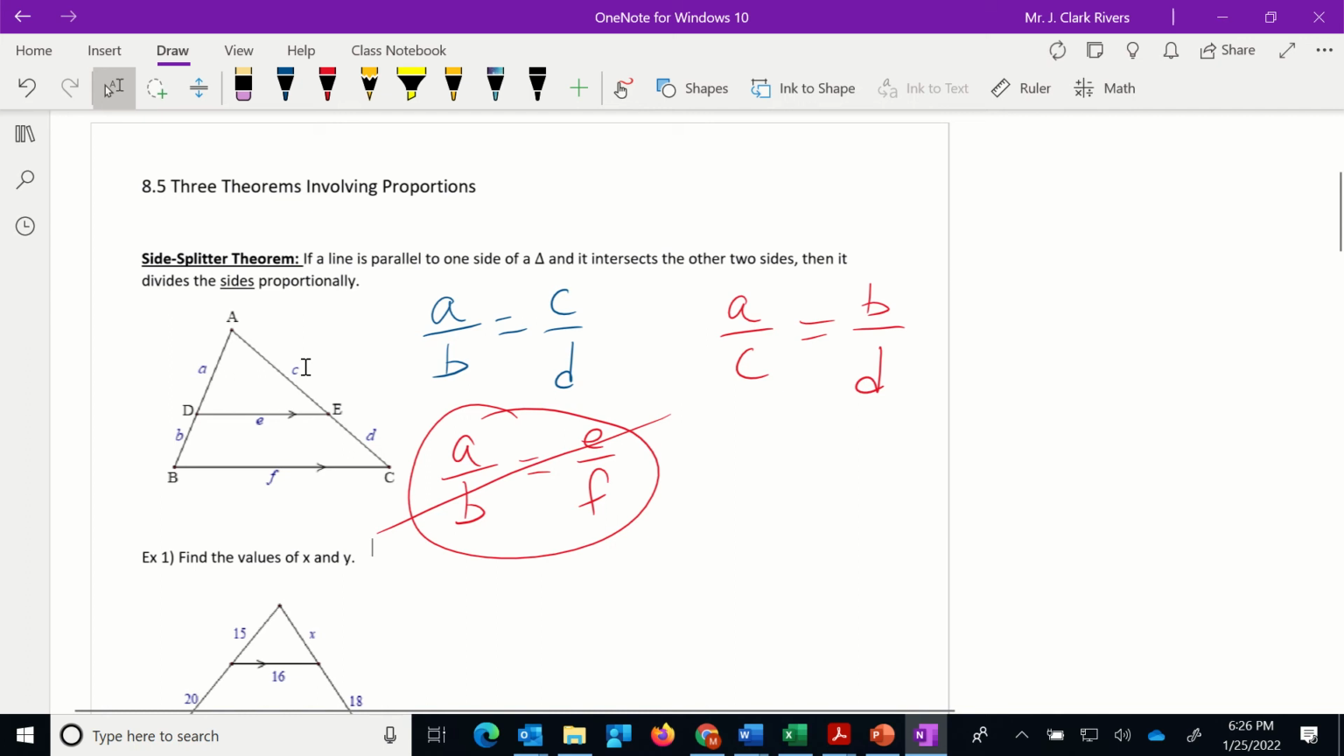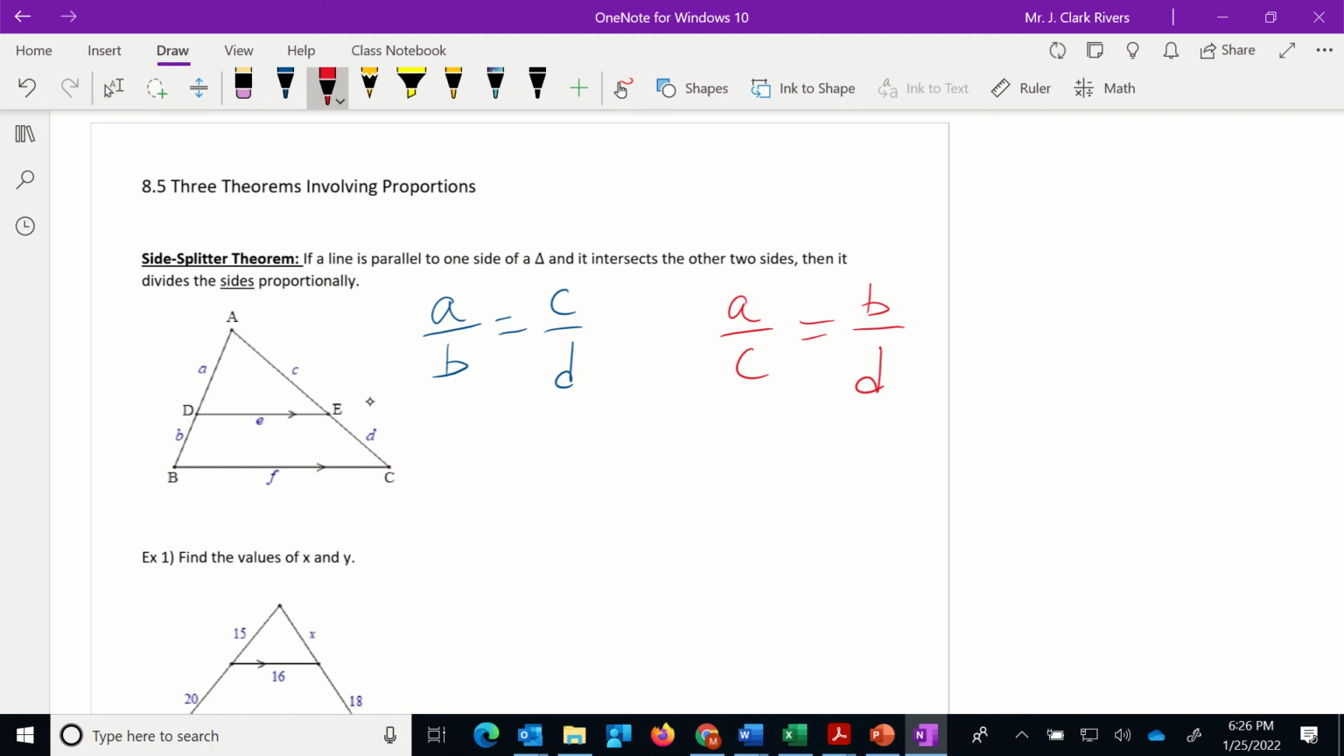Compare that to C over D, right? C is the entire side of AE, but D is not the entire side of AC. So if you wanted to set up a proportion with E and F, here's how it would look. Well, let's start with this. E over F, right? That's the smaller triangle side over the larger triangle side, is equal to, well, smaller triangle side is A, over the larger triangle side would be this whole side here. So what would the length of AB be? Well, it'd be A plus B, A plus B. So this would be a proportion you would have to use.